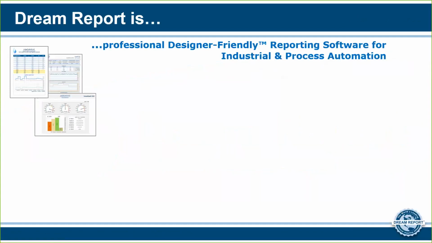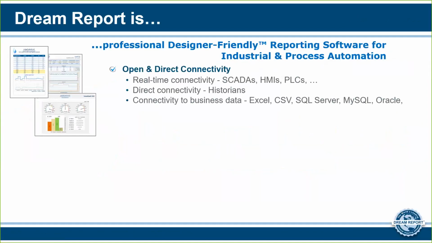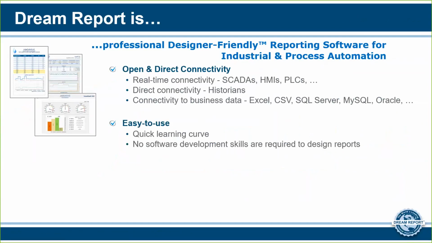So what is Dream Report? Dream Report is reporting for industrial automation. It is designed around the systems that you probably work with on a daily basis. It is designed to work specifically with historians, with HMI, SCADA systems, PLCs, as well as non-process or automation systems such as Excel spreadsheets, CSV files, databases, etc. So really giving you a single reporting and analytic tool for all of your data sources in your plant. It's an easy-to-use product because it's not a programming tool, so it has a very quick learning curve to get up and running to develop your reports.